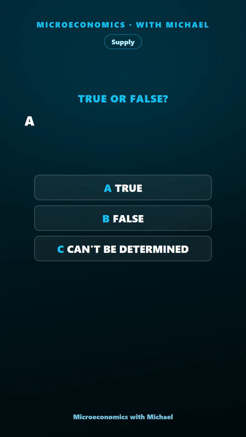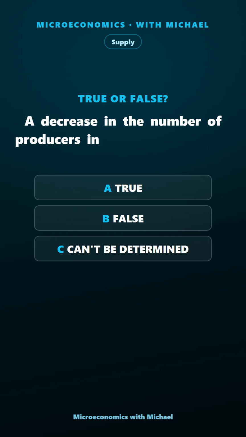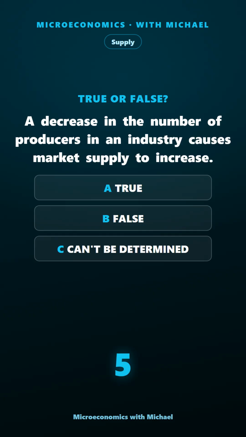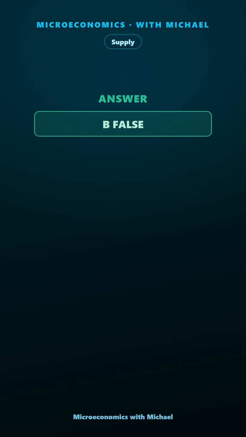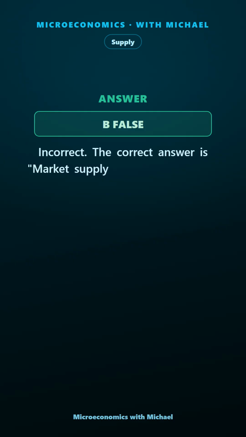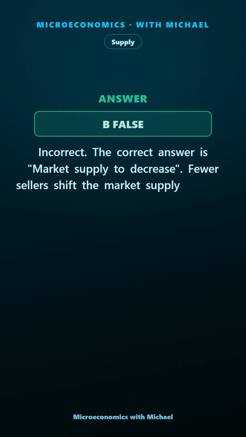A decrease in the number of producers in an industry causes market supply to increase. True, false, or can't be determined. The answer is false. Incorrect. The correct answer is market supply to decrease. Fewer sellers shift the market supply curve to the left, decreasing supply.